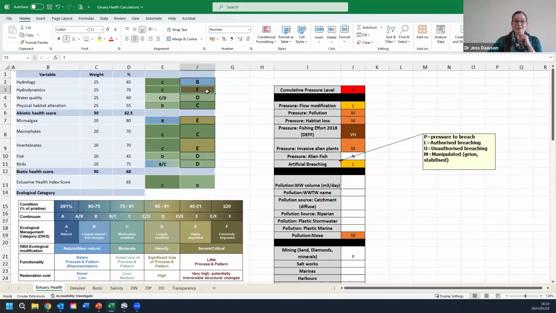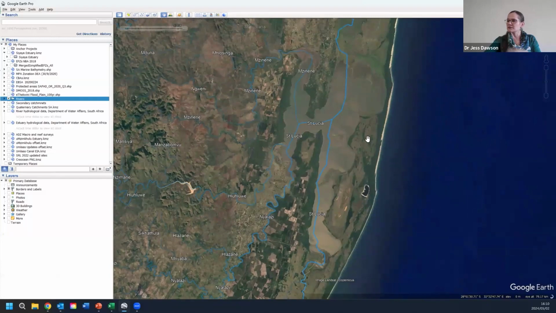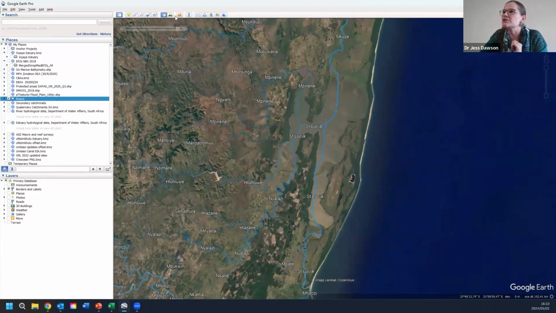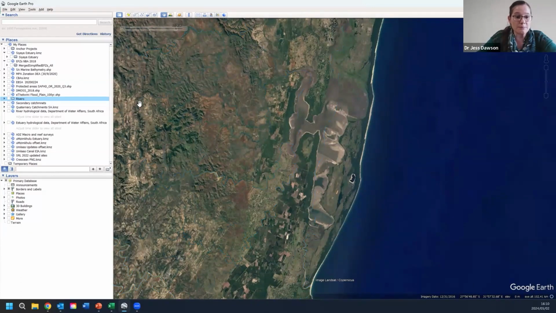Hydrodynamics is an F. So a big change in how the system operates. So what the bathymetry of the system looks like, how changes in intertidal and subtidal areas and salinity. Let me just show you something here that might help. Because we've had such significant change in the climatic conditions within the system.